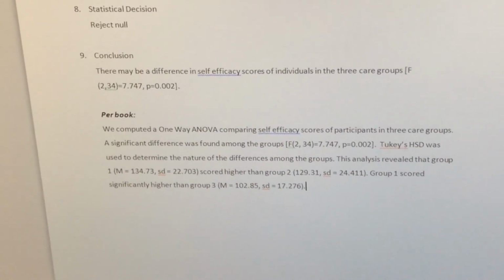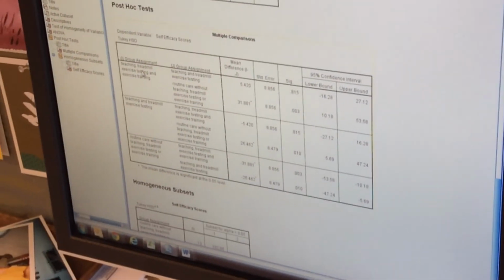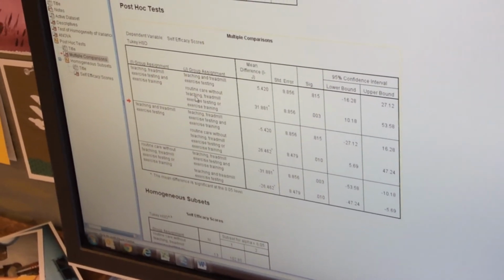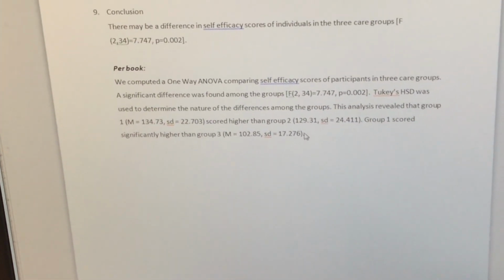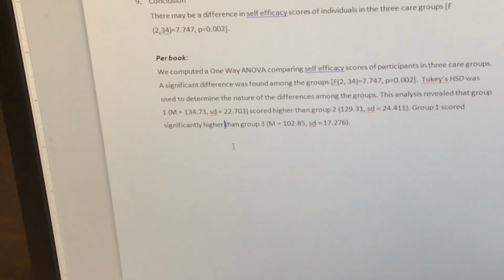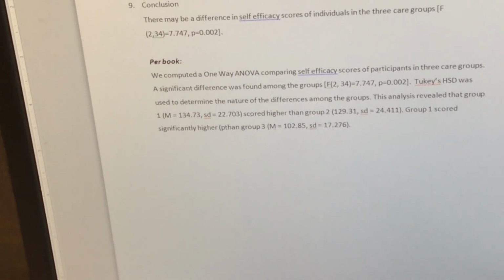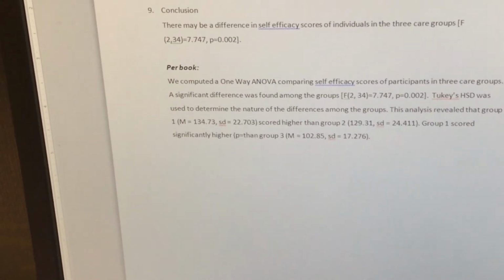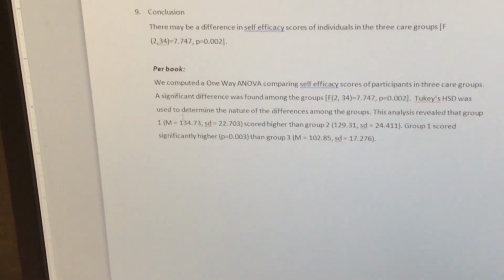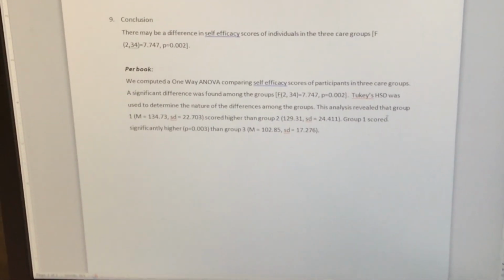So you want to provide the p-value for that significant difference. And you find it by looking at your post-hoc. So group 1 was significantly different from group 3, and the p-value was 0.003. Okay, and so you can provide that. Always do it close to the term significant or higher. So it was, let me go back and get it, 0.003. Okay, so we've compared group 1 and 2. We've compared group 1 and 3.